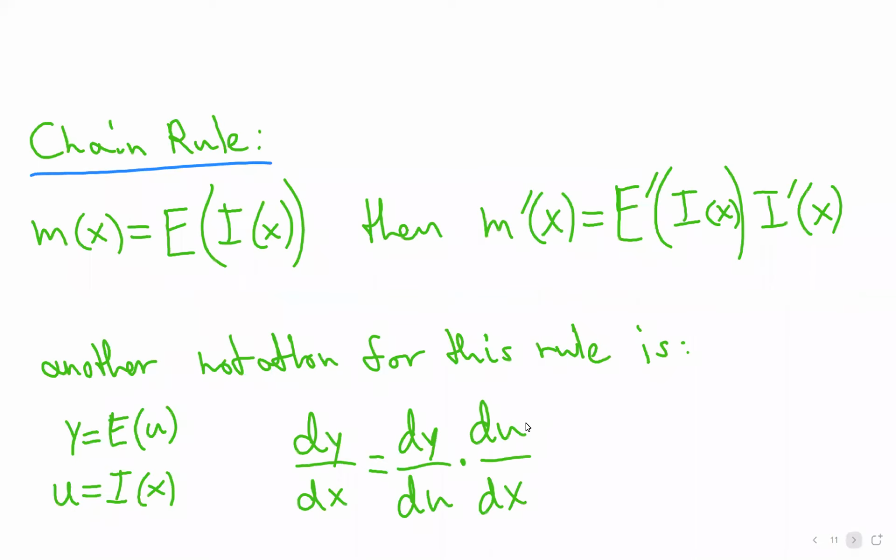So if we look at what the chain rule is, the chain rule is a way of differentiating these composite functions. So say that we have our composite function m of x equals f of g of x. Then we can say that m prime of x is equal to f prime of g of x times g prime of x.